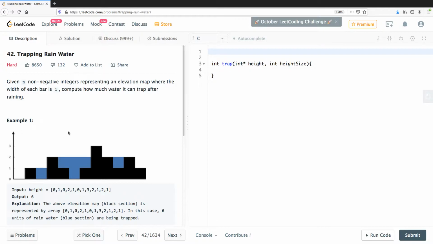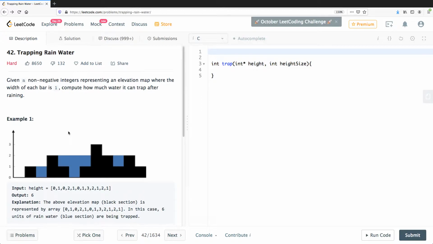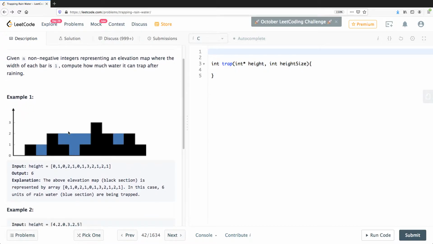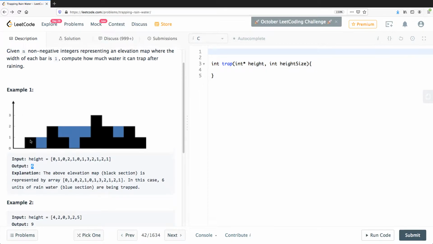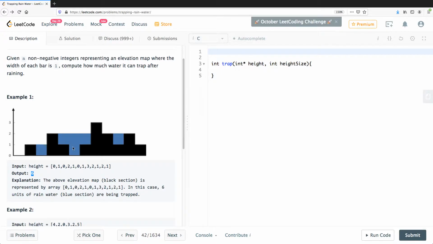It's saying given n non-negative integers representing an elevation map where the width of each bar is 1, compute how much water it can trap after raining. And this is the example he gives you, and then the output is 6. Basically the elevation map is what is represented by these black dots. So at that particular index, that's the height. And the blue is the water that is trapped.